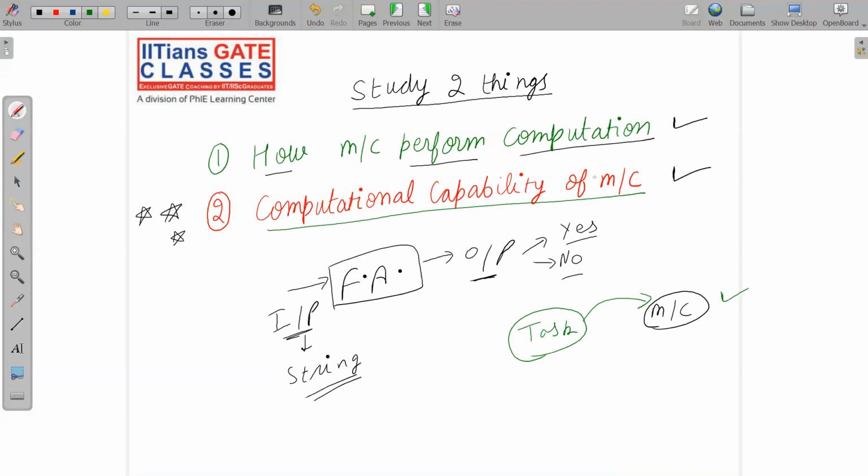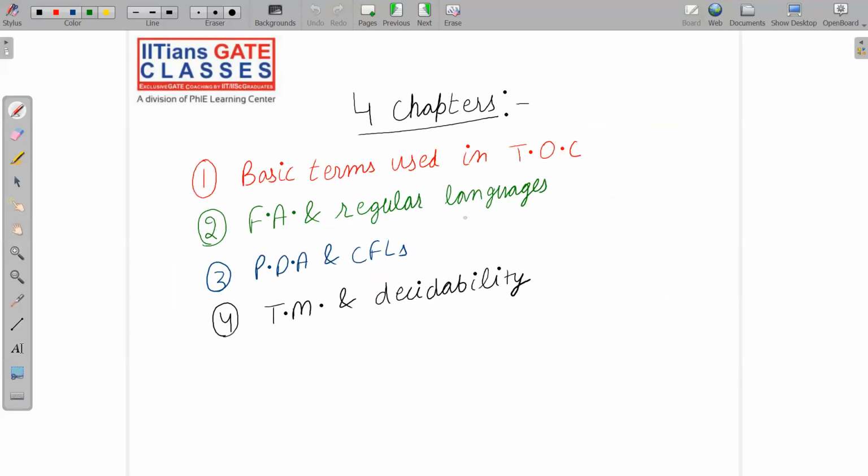Computational capability of machines, I think, will be the last chapter in TOC, in which we will study decidable problems, undecidable problems, and so on. All these things, decidable, undecidable, countable, uncountable, and so on, will be covered in this topic, that is computational capability of machines. I hope I have cleared all these things. So let's move to the next slide.